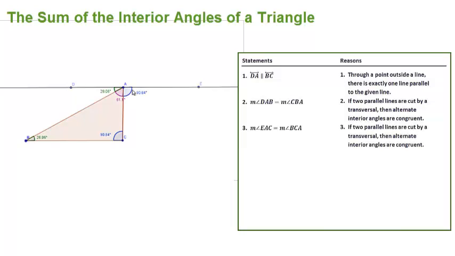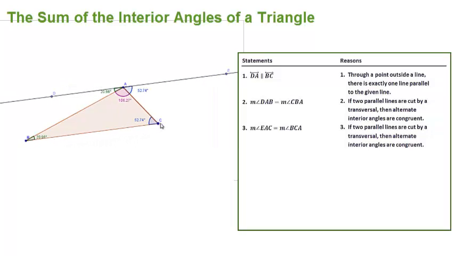Now, if we take this blue angle and this blue angle, we can see that the same relationship is true. They are alternate interior angles, and so long as this side is parallel to this line, they are also going to be congruent.